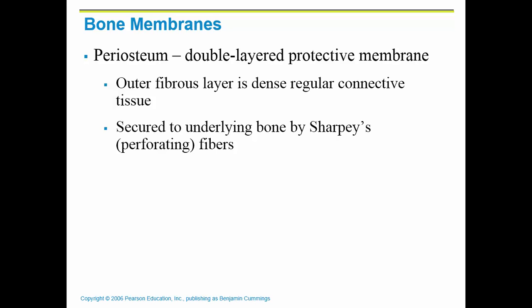Types of bones and different bone membranes, cells, etc. The first slide is talking about something that I touched on in the last lecture called a periosteum.